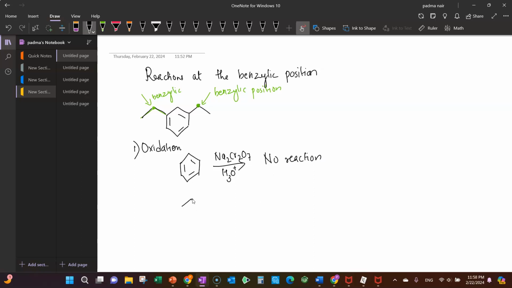On the other hand, if you have an alkylated benzene, for example a methyl group here, and you do the oxidation with the same oxidizing agent, sodium dichromate in acidic medium, we get benzoic acid. So this carbon atom with 3 hydrogens is converted to a carboxylic acid like this. All alkyl benzenes can be converted to benzoic acid as long as there are hydrogens at the benzylic position.